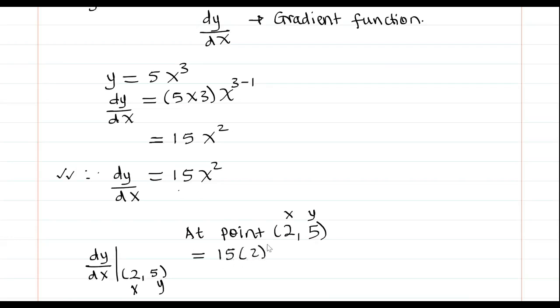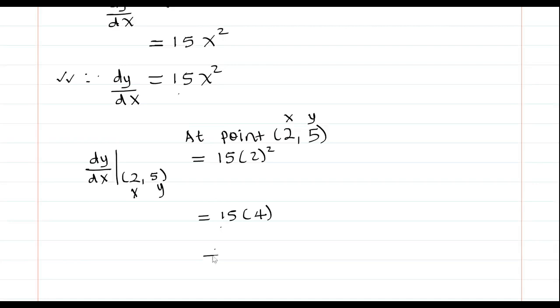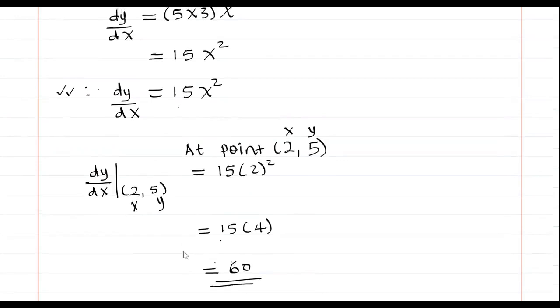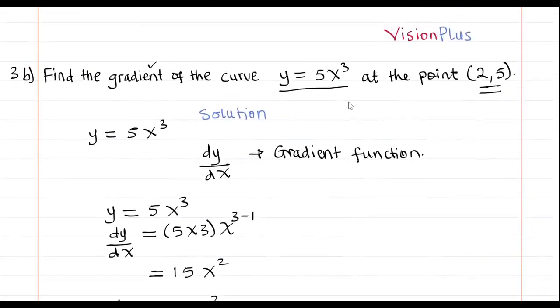Our x is 2, but the formula says squared. So what is 2 squared? 2 squared is 4. So here we shall have 15 times 4, and 15 times 4 is 60. So the gradient of this curve at the point (2, 5) is 60. Therefore, our gradient, which is m, is 60. And this is the solution to number 3b.